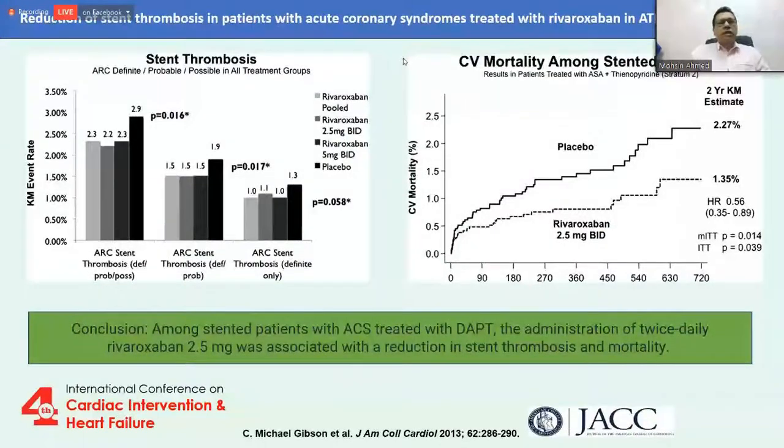In some cases we use oral anticoagulants without atrial fibrillation. In some cases where there is thrombus and in CKD patients, they use the twice daily dose of rivaroxaban 2.5 mg BID, and they showed a reduction of stent thrombosis and mortality. The trials showed the benefit of giving rivaroxaban 2.5 mg BID in patients without atrial fibrillation.